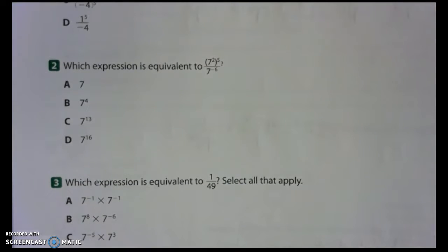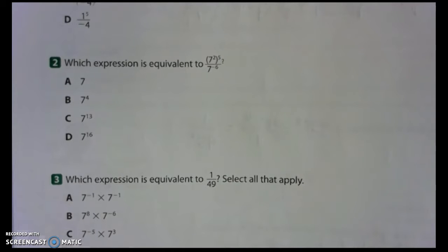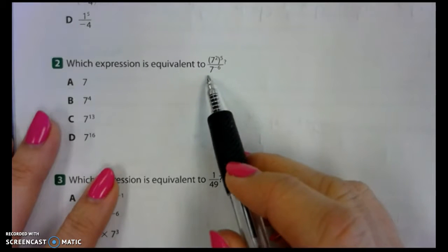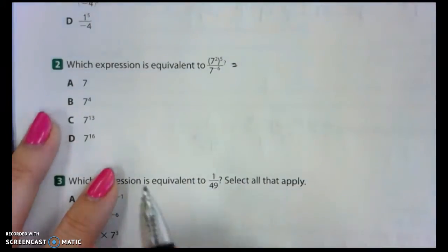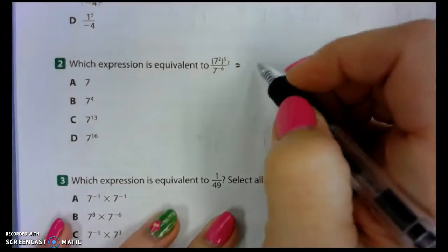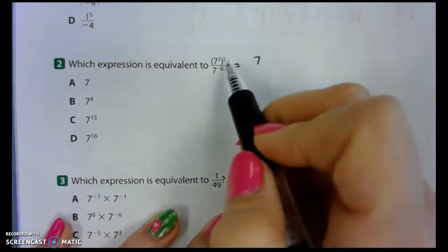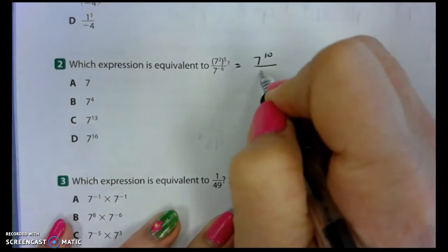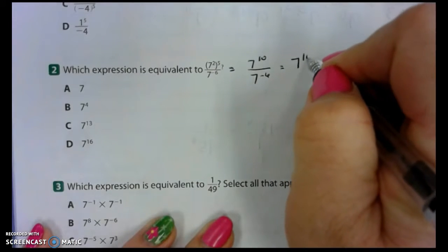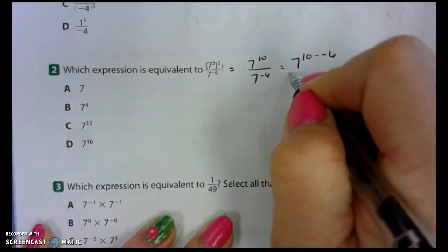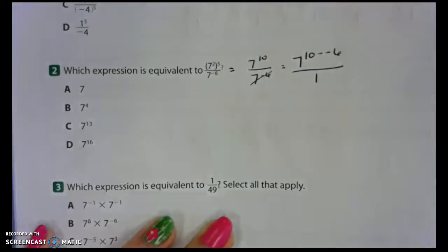All right, number 2. Which expression is equivalent to (7^2)^5 over 7^-6? I would start in the numerator because you've got that double exponent there. You've got 7 squared to the 5th. Use that power rule and keep the 7, keep the base, and then 2 times 5 makes 10, over 7 to the -6. Once you simplify that, you're looking at a quotient rule, and we need to subtract the -6 from the 10. So 7 to the 10 minus -6, over 1, because we just got rid of that one.